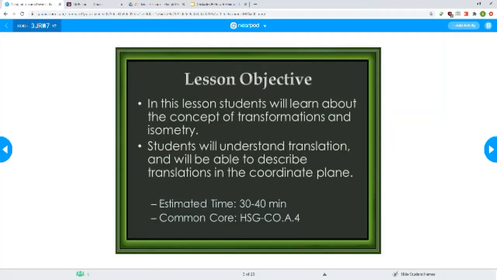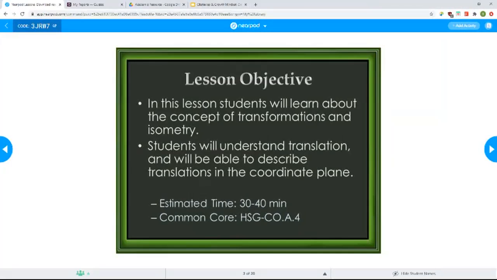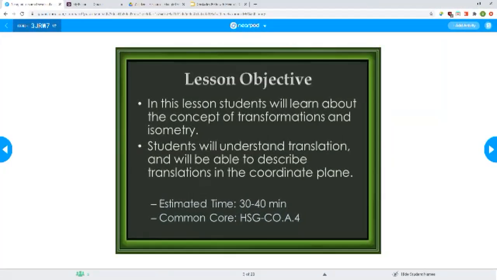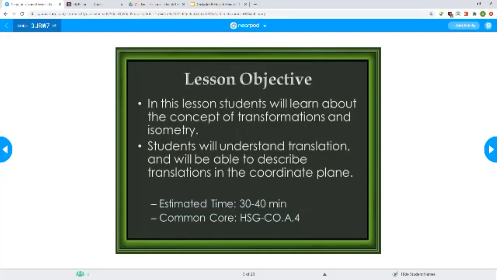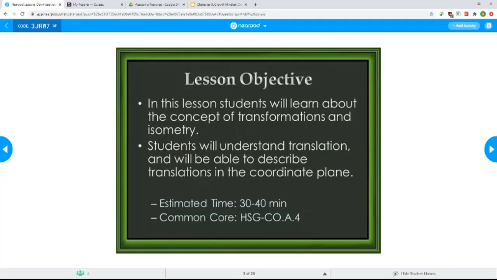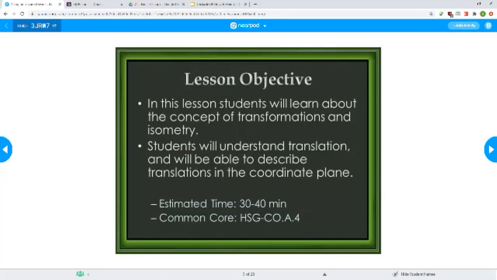So our bigger topic that we're starting now are called transformations. And what those are is we're taking shapes on the coordinate plane and we're moving them around somehow. And there's different rules for the different types of transformations. Isometry, well, we'll get into isometry in a little bit. We're going to start with the transformation called translation. And we're going to explore that today.